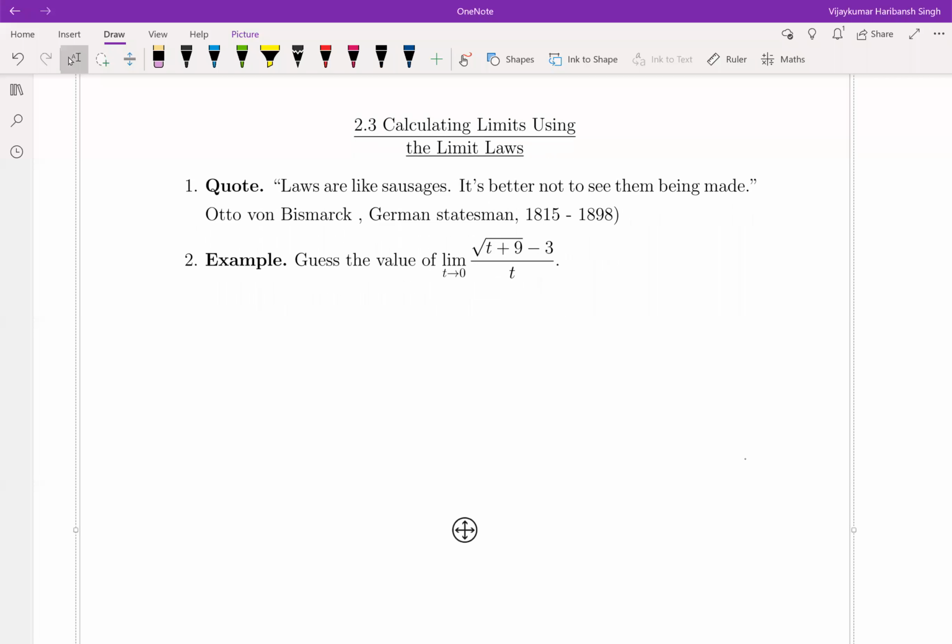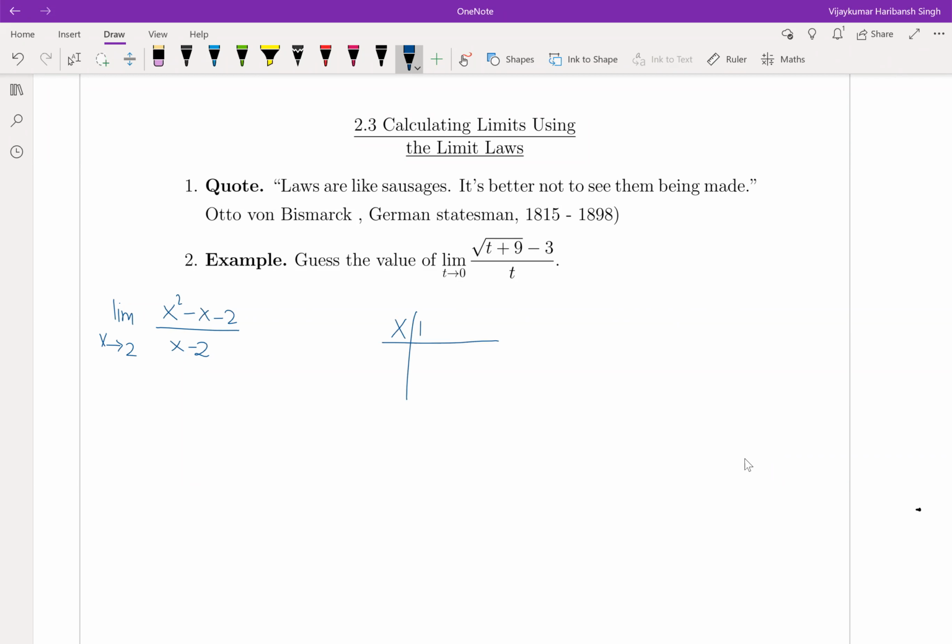So now we want to calculate the limits using the laws of limits. The idea is that we don't want to recall the kind of discussion we did earlier on how to find the limit. Recall when we were doing the limit as x goes to 2 of (x squared minus x minus 2) upon (x minus 2), we basically found this limit by going closer and closer to 2.